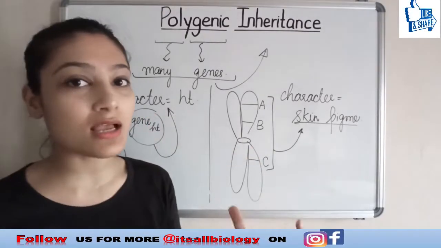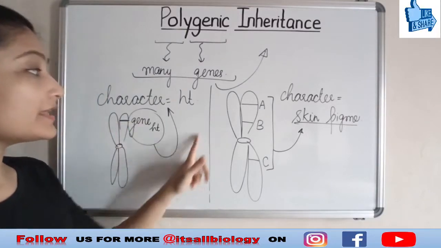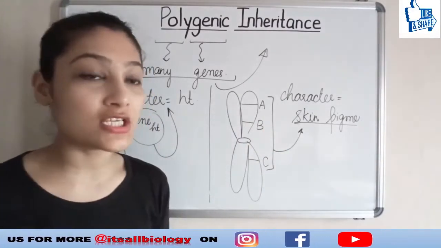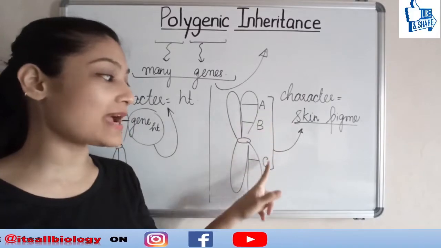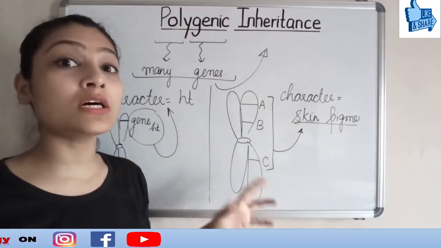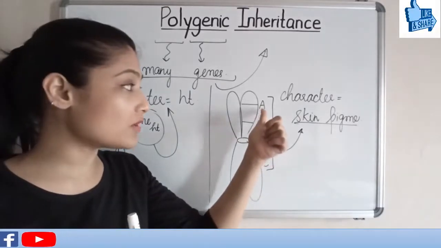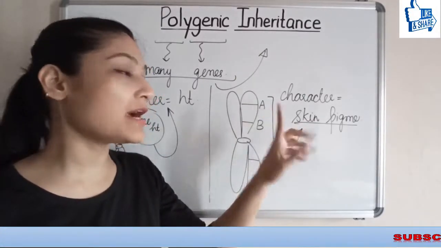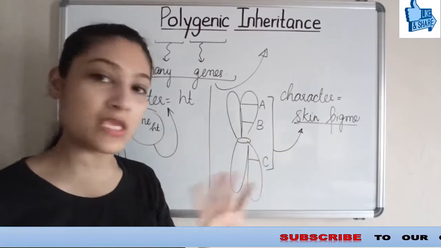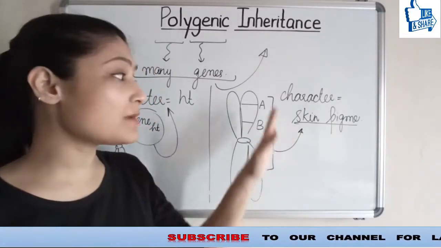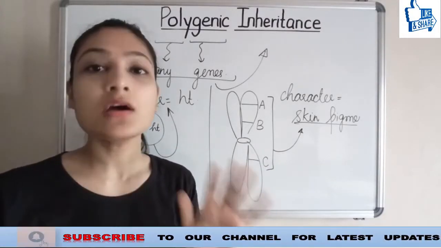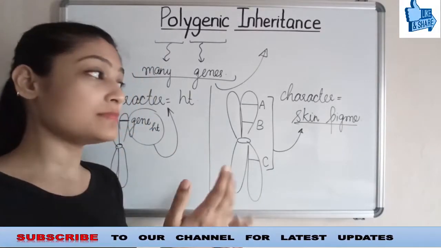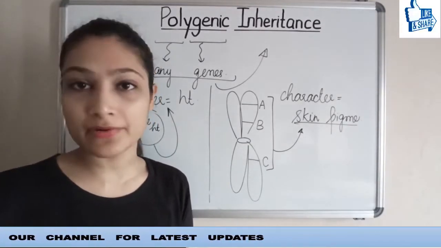Earlier we discussed that only one gene can give a character. But now we will be talking about many genes. Here I have taken three genes, A, B and C. The cumulative or additive effect of A, B and C genes is going to give the skin pigmentation. A alone cannot give the skin pigmentation, B alone cannot give, and similarly for C, but when these three are present together, they can give our skin color. This is polygenic inheritance. Now let me take you towards the definition of it for better understanding.